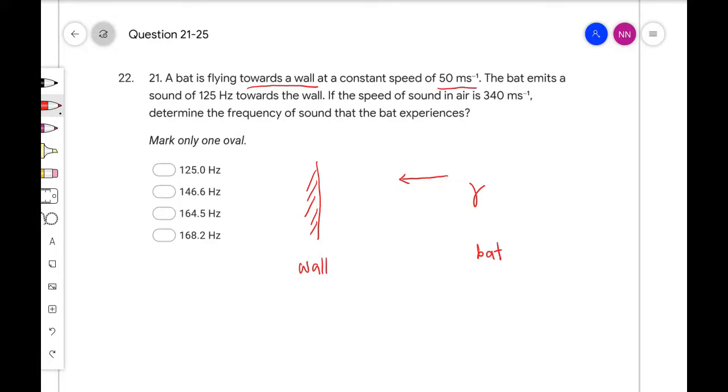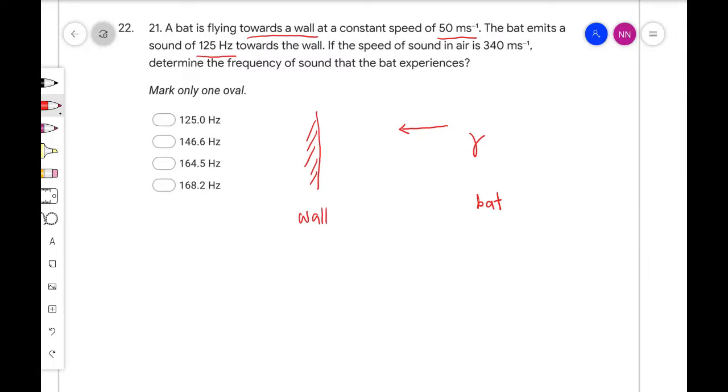The bat emits a sound of 125 Hz. So this is the frequency produced by the bat, and it will be received by the wall. Because the bat is moving towards the wall, there is a Doppler effect. So the frequency received by the wall from the bat will be given by this formula.